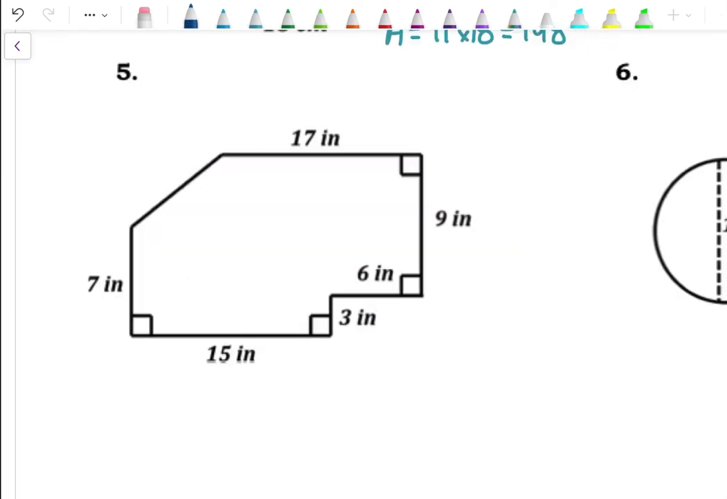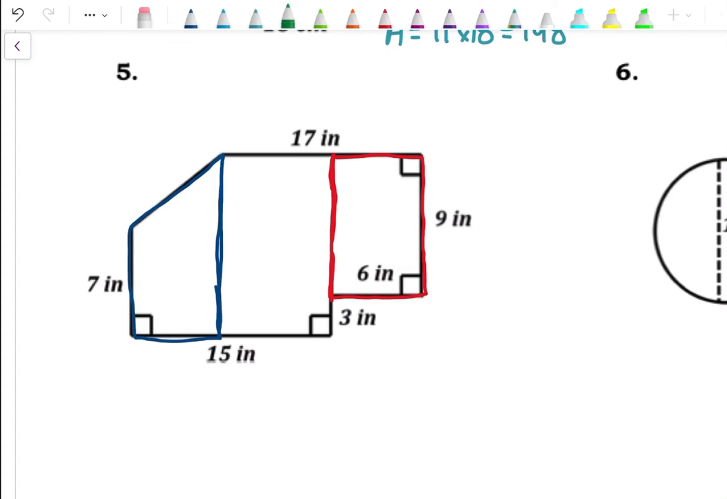Okay, number 5. This one gets a little bit wonkier because I'm going to, again, split it into shapes I know. So first I'm going to split off this trapezoid looking shape right here. But then I'm going to split it again. I'm going to split off this rectangle-y part on the other side. So this is a rectangle. So in this case, I'm going to find 3 different areas. First, the area of the trapezoid, then the area of the rectangle on the right, and then the area of the rectangle in the middle, and add those all together.